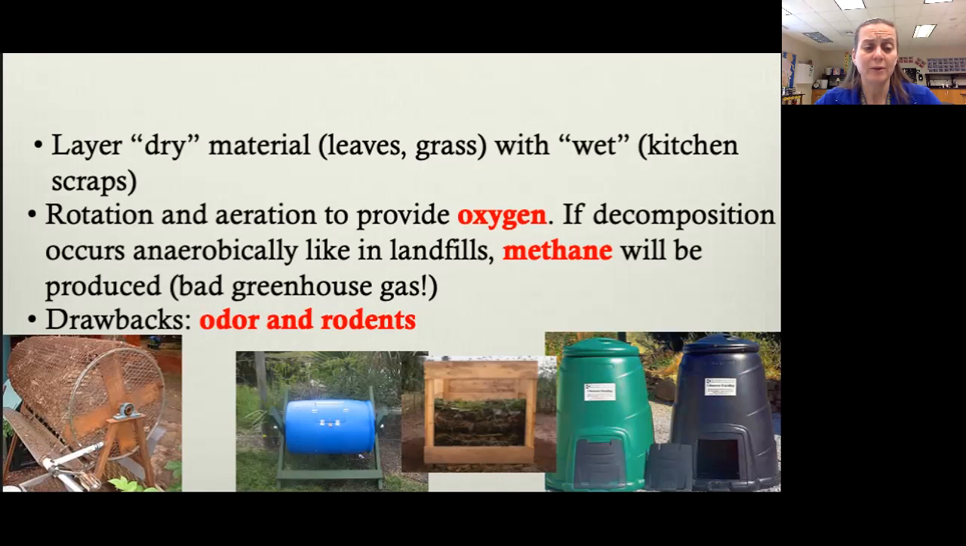Drawbacks of composting can be odor, because you do have organic material breaking down. It can draw rodents because they're drawn to a food source.